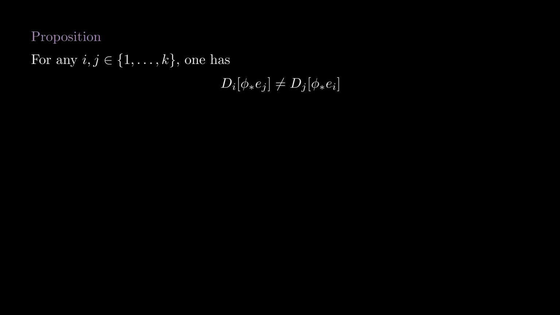These covariant derivatives satisfy a nice property: if we take the covariant derivative in the ith direction of phi_* e_j, it is the same as the covariant derivative in the jth direction of phi_* e_i. This will be a simple computation using charts and the fact that our connection is torsion-free.